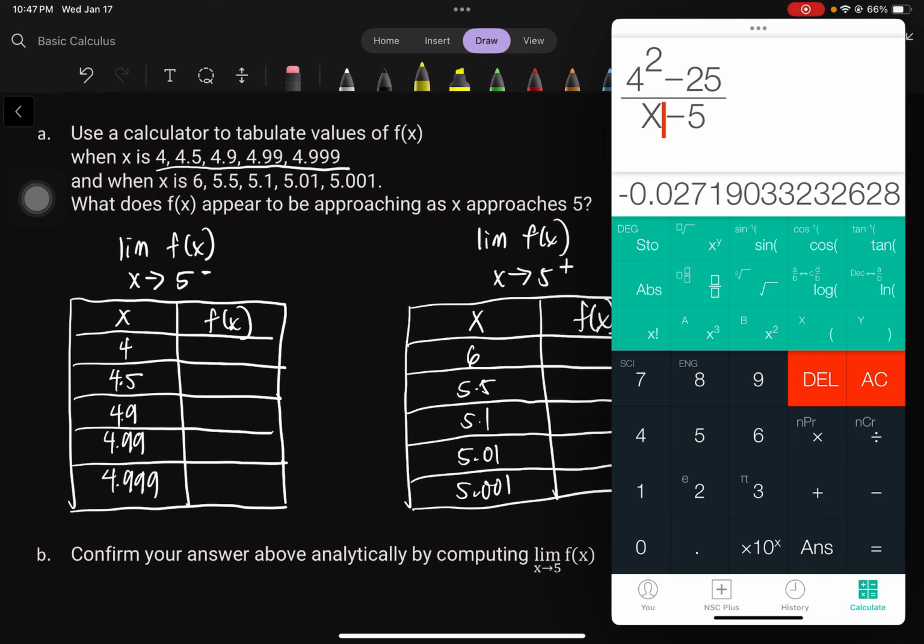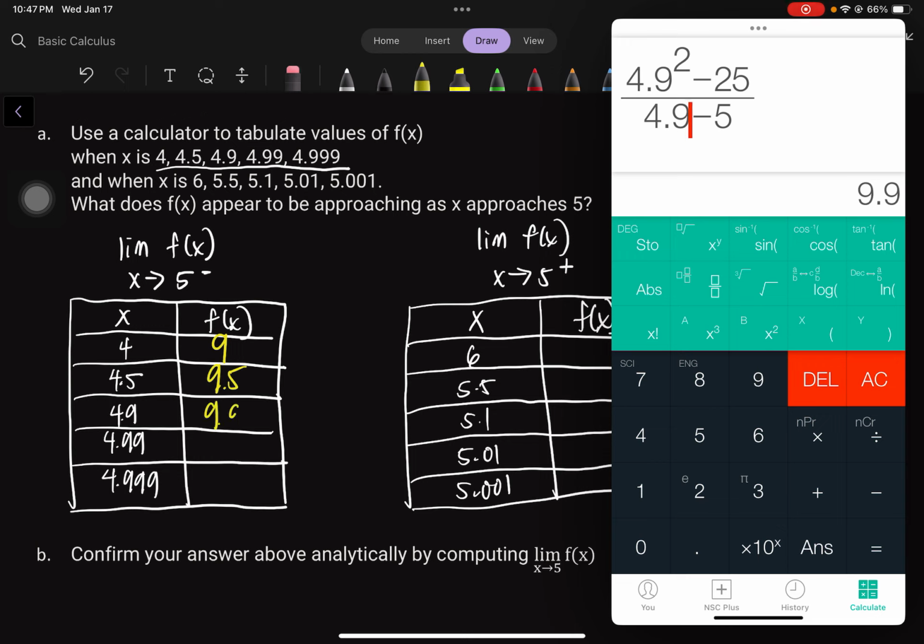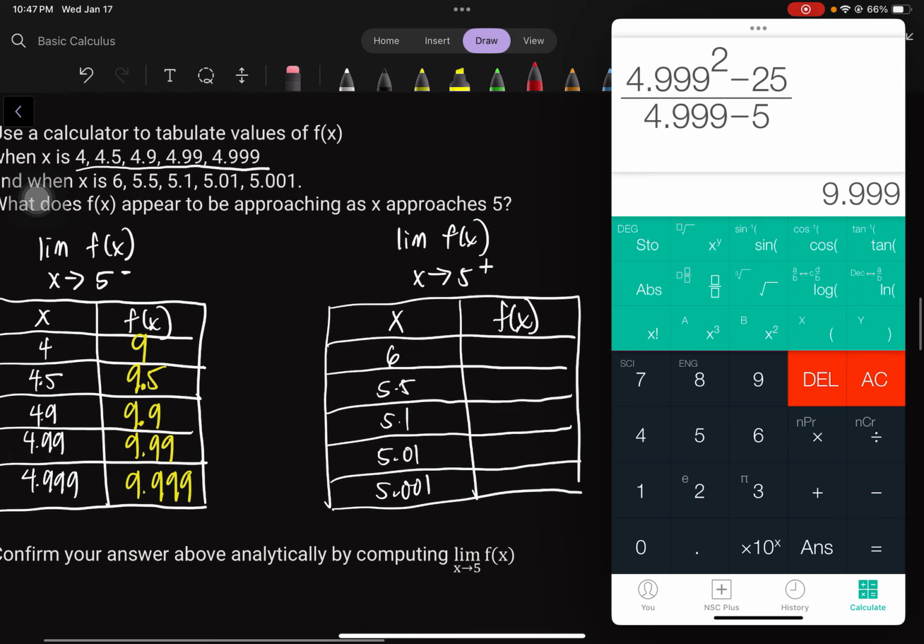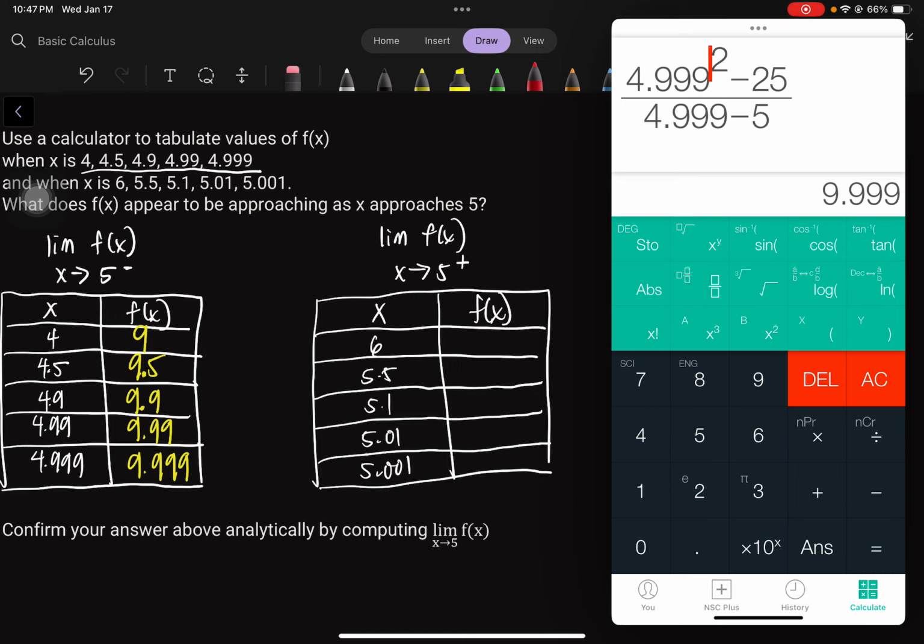If this is 4, and this is also 4, the answer we get is 9. If 4.5, with 4.5, we get 9.5. If 4.9, also 4.9 below, 9.9. Okay? Let's just add another 9: 9.99. Another 9, equal to 9.999. On the other hand, from the right, let's replace it with 6.